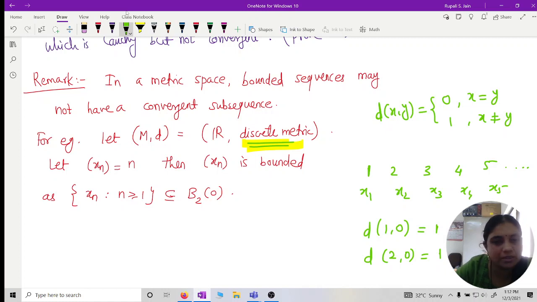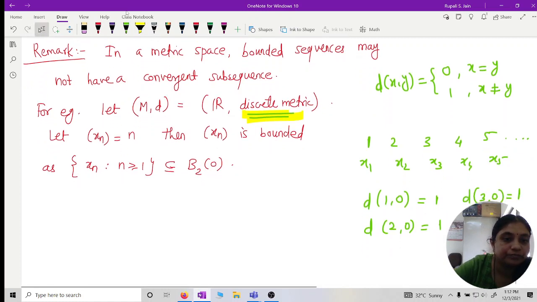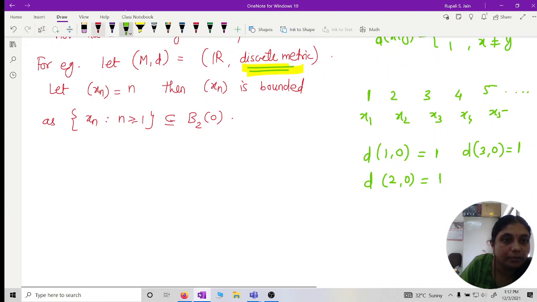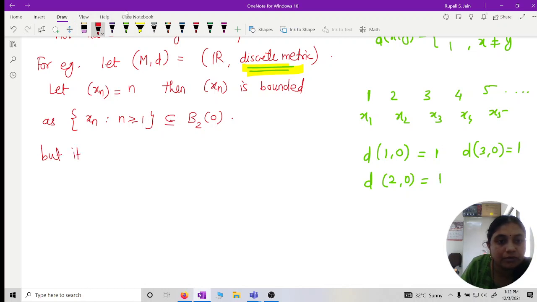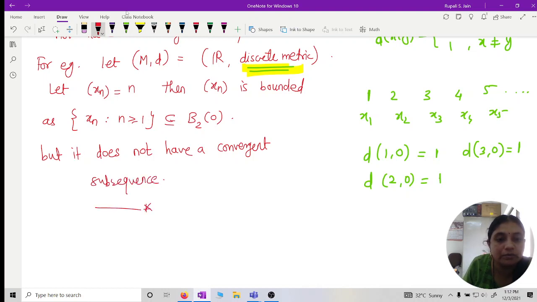Can you give a convergent subsequence for this? Okay, we will stop here. Have a convergent subsequence. Okay, we can stop here and we will start whenever our lecture is there.